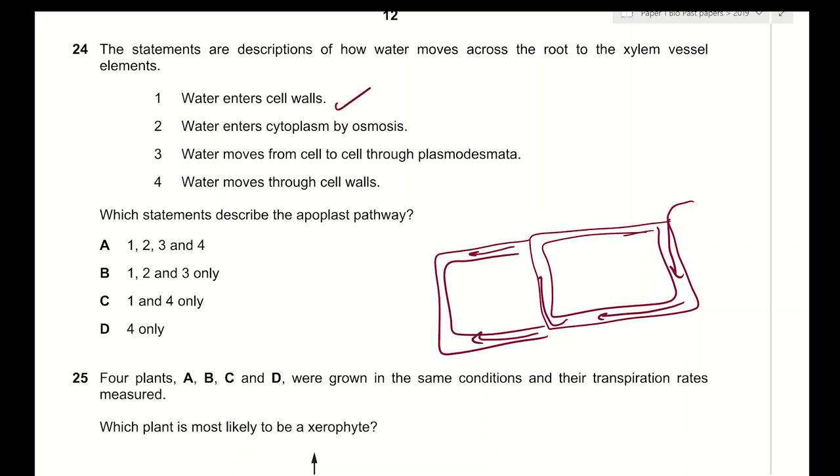For two, water enters the cytoplasm by osmosis. Now, this is totally incorrect. In the apoplastic pathway, water never enters the cell. Now, what actually enters the cell by osmosis is the symplastic pathway. Therefore, this is incorrect. For three, water moves from cell to cell through plasmodesmata. So, what moves through the plasmodesmata is also the symplastic pathway. So, this is incorrect. For four, water moves through cell walls. So, here, because it moves through cell walls, this is going to be correct. And the answer is going to be C.